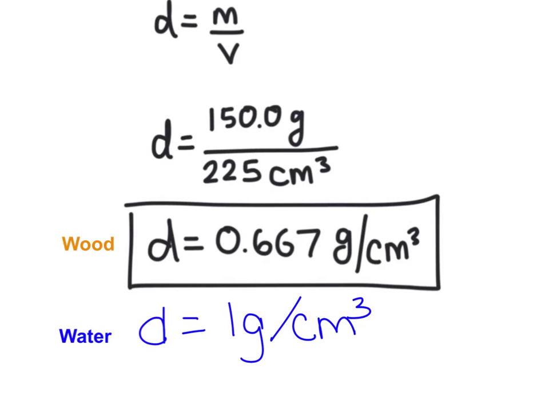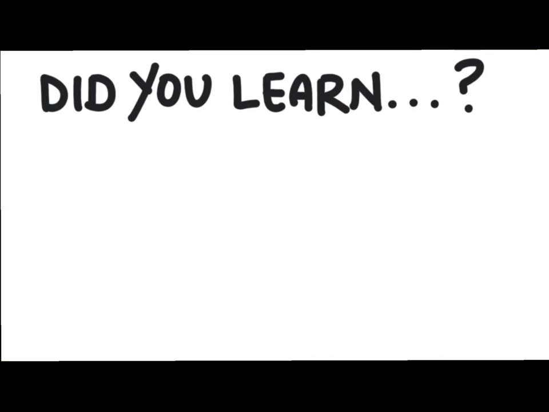So that is why density is important. It can identify the substance because each substance has its own density, but it also identifies if an object is going to sink or float in water. So did you learn everything in this video?